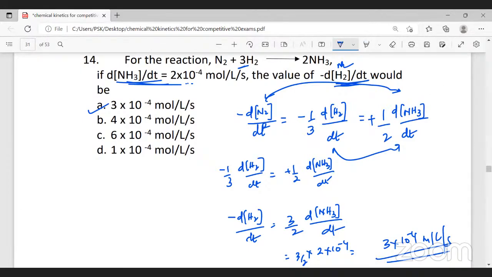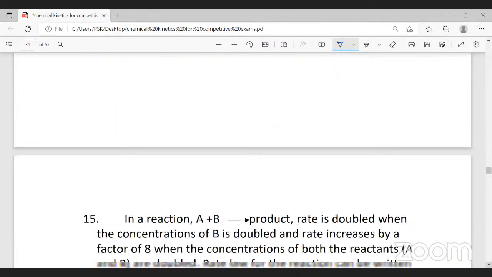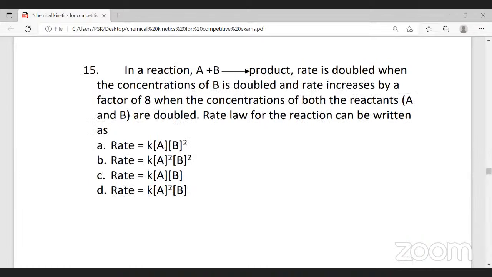So next question. In a reaction, A plus B giving you product, rate is doubled when the concentration of B is doubled, and rate increases by the factor 8 when the concentration of both the reactants A and B are doubled. The rate law of the reaction can be written as.